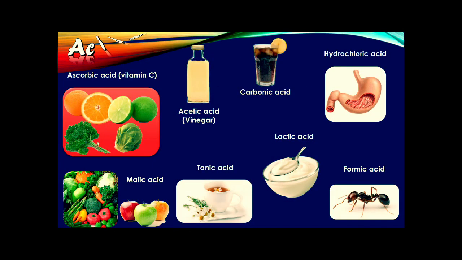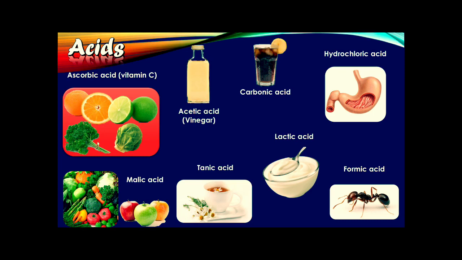Examples of both of them, starting with the acids, we can find ascorbic acid, better known as vitamin C, which is found in oranges, lemons, and lettuce. Then we have acetic acid, which is found in vinegar, most of the time in a concentration of 6%. Then we find carbonic acid that is added to some beverages so they can have that fizz. Then we have hydrochloric acid, which is inside our stomachs, ready to destroy all the food that we eat.